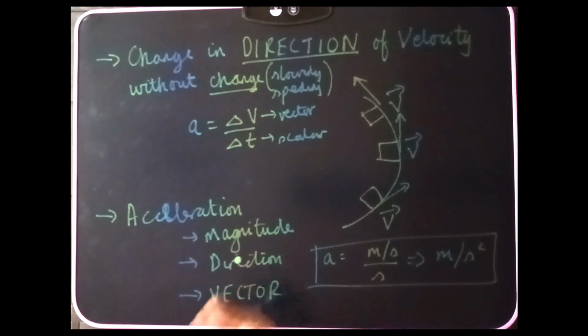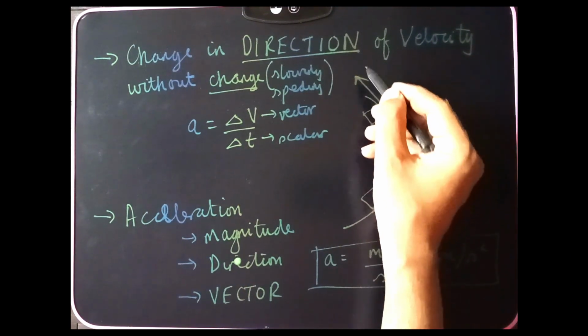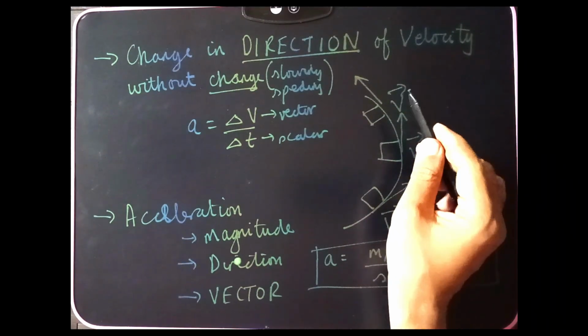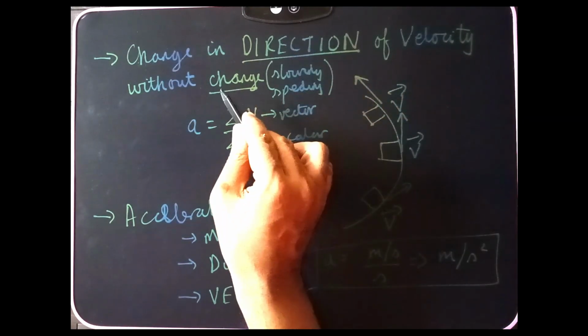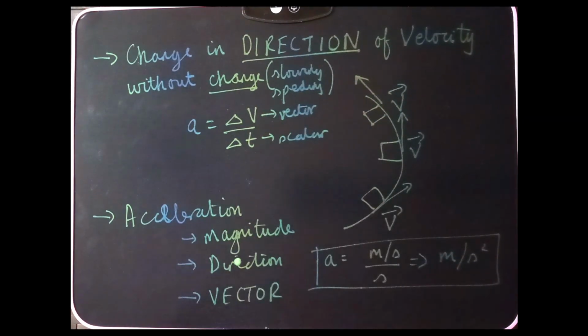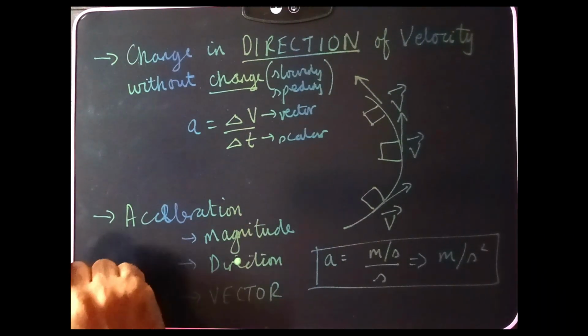We'll go to the next aspect of acceleration and see more points about it. This point is very important: even when there is no change in the magnitude of velocity, but the direction is changing, then also there is acceleration. Acceleration exists when there is a change in direction of velocity.